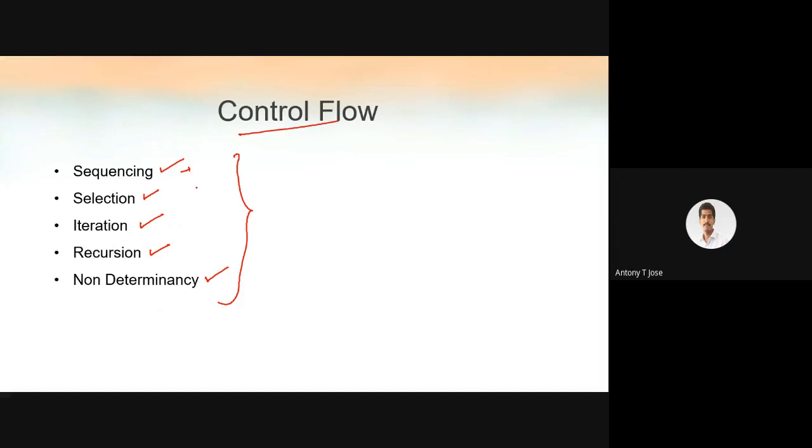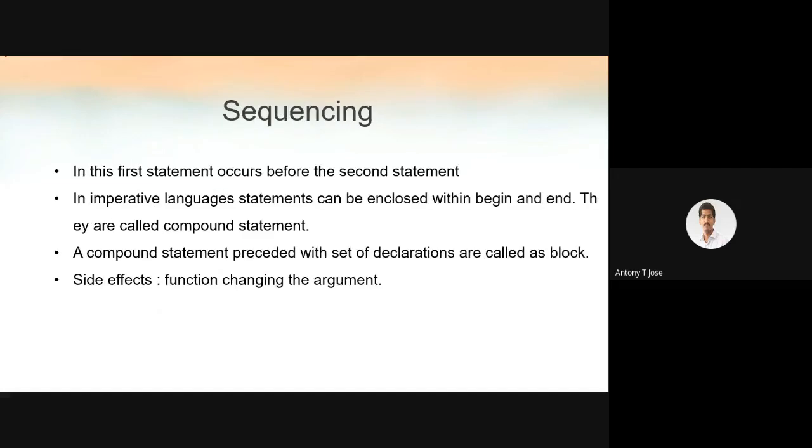So the first one is sequencing. You all know what sequencing is. If there are 3 steps or 4 steps, after the first step you execute the second step, after the second step you execute the third step, and after the third step you execute the fourth step. This is called sequencing. There is not much more to say about sequencing. If I'm writing all this inside a begin and end, then I can say that this is a compound statement.